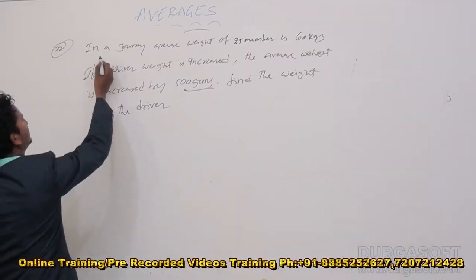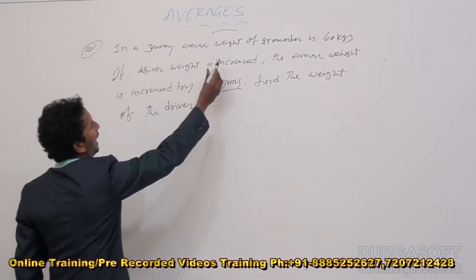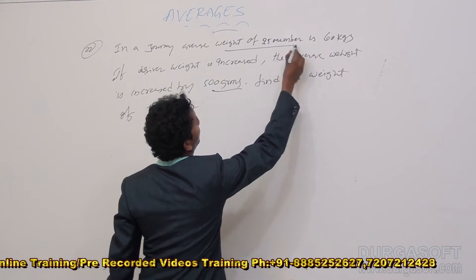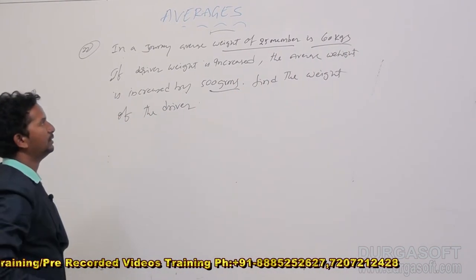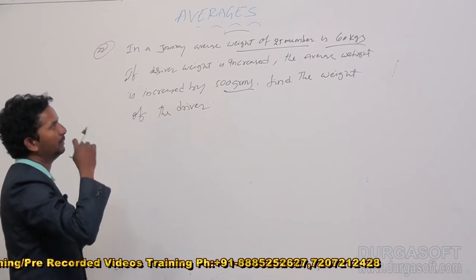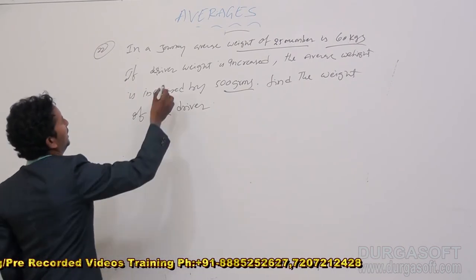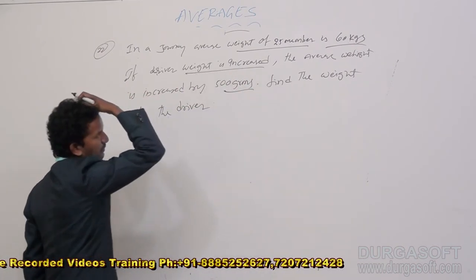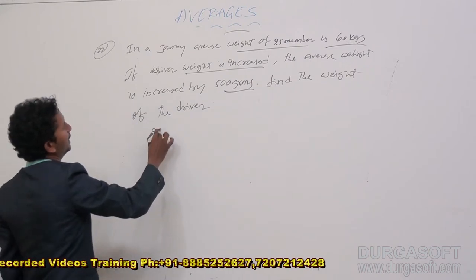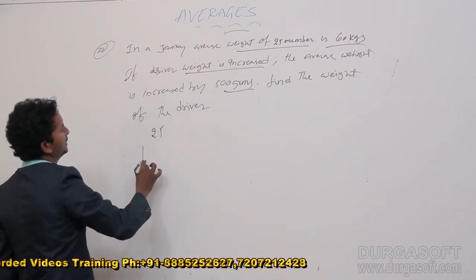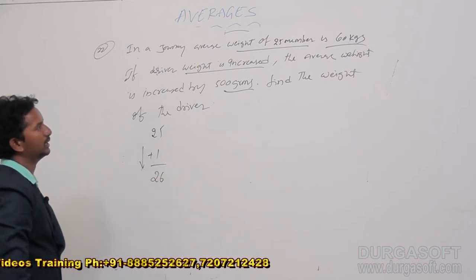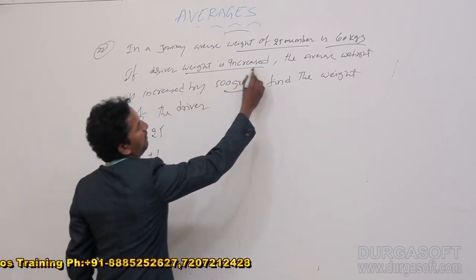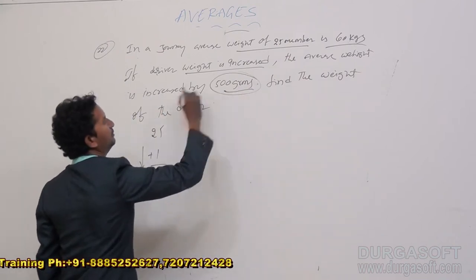Continuing from before. In a journey, the average weight of 25 members is 60 kgs. If the driver is added, 25 members plus one driver, how many members are there? 26 members are there, and the average weight is increased by 500 grams.